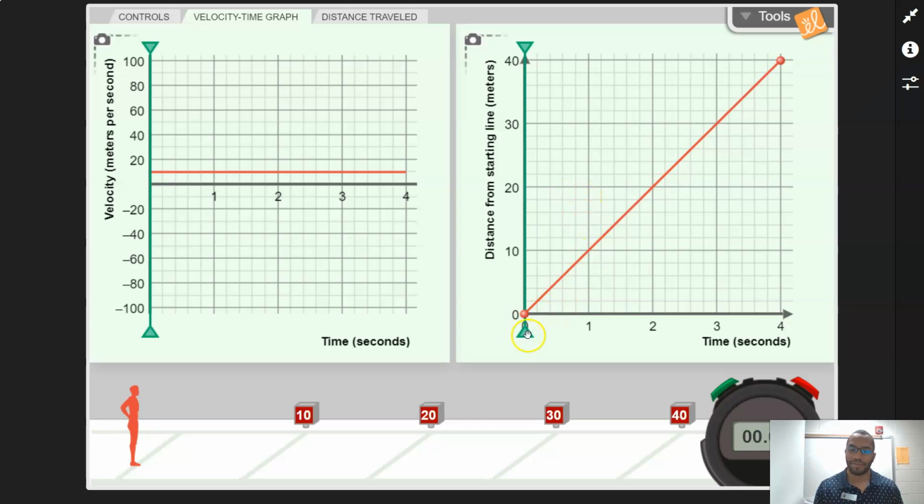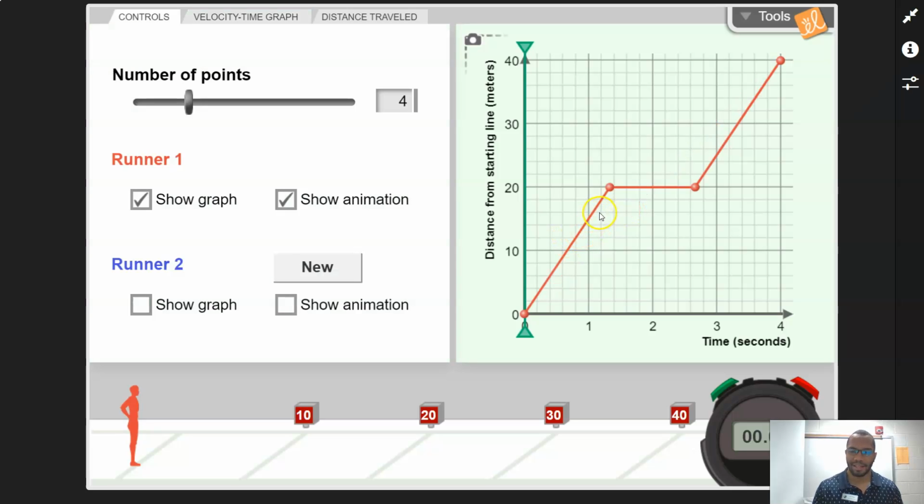Now, if you see a flat line on a position and time graph, what does that mean? So a flat line on a position and time graph, let's go ahead and play that. Let's see what happens. So on a position and time graph, a flat line means that object has no motion. Let's watch that again. Pausing for about a second and then continuing on the path.